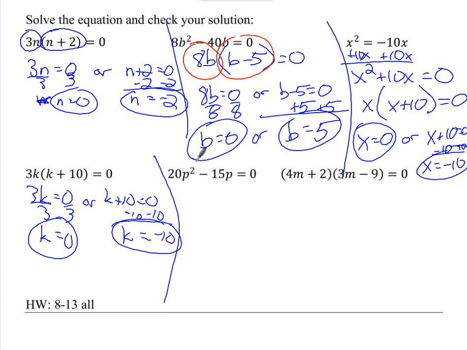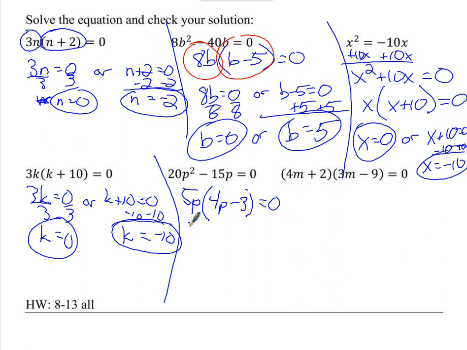Second one, what should we do? Factor. Okay, so look at this. How do I factor that? Common denominator. We're not looking at fractions. Greatest common factor. So what is the GCF here? 5p. Open up parentheses. What's left over? 4p minus 3 equals 0. Now what?